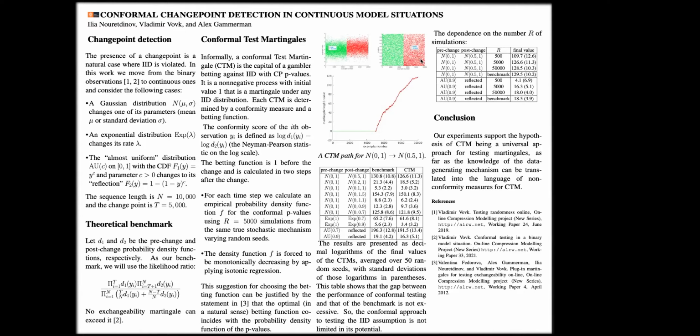Yes, and this work shows that the answer is positive. In these examples, this language of conformal test martingales is universal enough. Here are some of the models which we consider. Gaussian distribution, normal distribution, where we change one of these parameters, and we also add other kinds of distributions: exponential distribution, and some distribution which is close to uniform. So there are three models of change point detection.